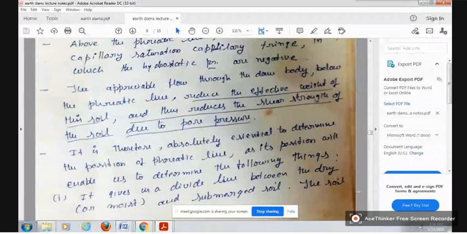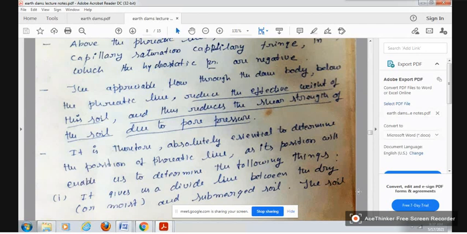As I said, the portion below the phreatic line is completely saturated. Saturated in the sense, what does that mean? That all the voids are filled with water. So the pores are filled with water, and therefore it reduces the effective weight of the soil, and obviously it reduces the shear strength of the soil, because the pore pressure is more in that case if it is saturated.